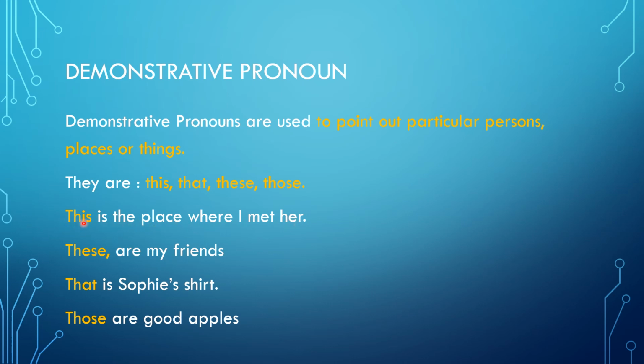So this is highlighted. This is the demonstrative pronoun. These are my friends. These is a demonstrative pronoun. That is Sophie's shirt. That is a demonstrative pronoun. Those are good apples. Those is a demonstrative pronoun used to point out particular persons, places, or things.